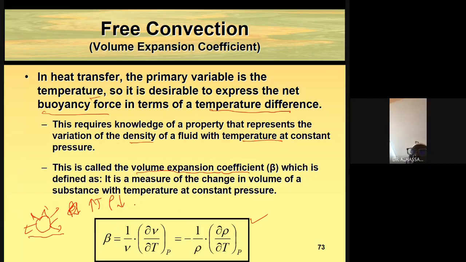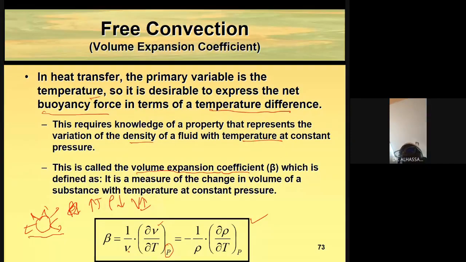So the volume will be increasing, volume expansion. Because of these situations, you will have what we call the buoyancy effect. By definition, the volume expansivity is defined as the ratio of the specific volume of the fluid times the rate of change of specific volume with respect to temperature at constant pressure.